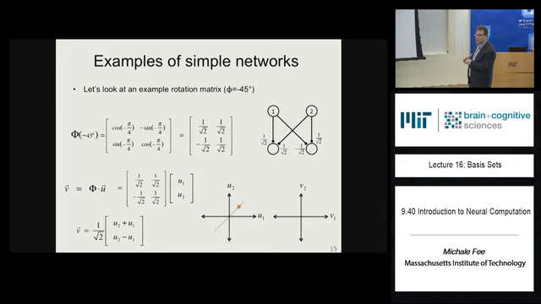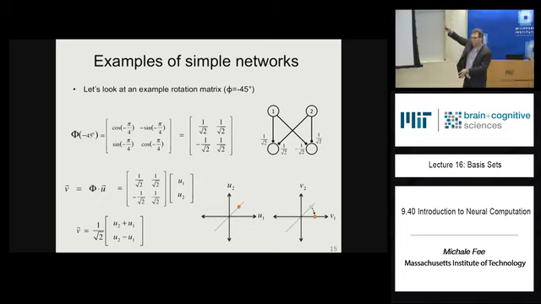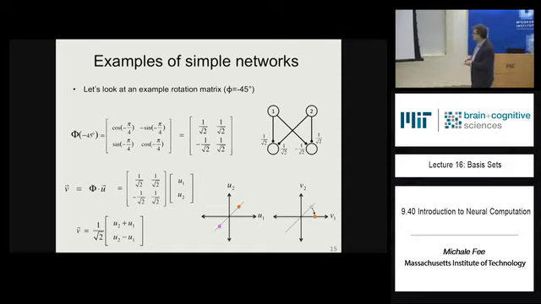What will the firing rate of neuron V2 look like? It will be U2 minus U1, which is 0. So it will be over here, right? So it will be that input rotated by 45 degrees. Okay? An input down here.